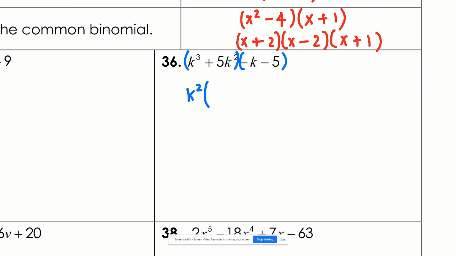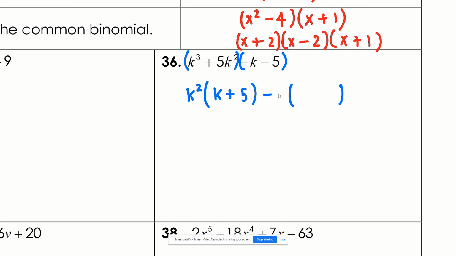K cubed divided by k squared is k. And then what about positive 5k squared divided by k squared? Well, the k squareds will cancel and plus 5 drops down. Now remember what I said earlier? Whatever the sign is has to be the sign that you lead with here. And here's why I wanted to show you this one. Can I factor anything out of k and 5? No. But I can't just leave this negative here and then open up a parenthesis.